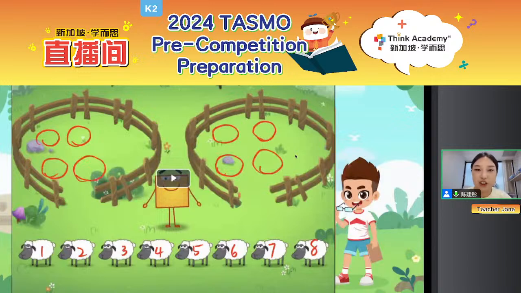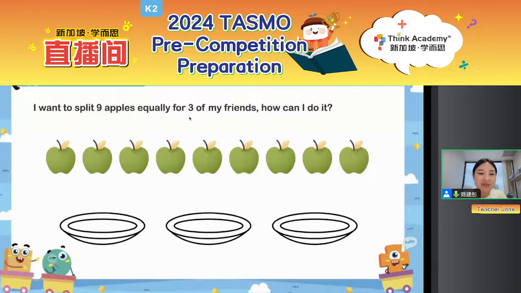So after doing the sharing, after dividing them, we can see that for each fence, there will be 4 sheep. Good job, everyone. Good job, Andy. Good job. Oh, that is Sydney and Julian, right? Good job. Okay, so everyone, we can see that.